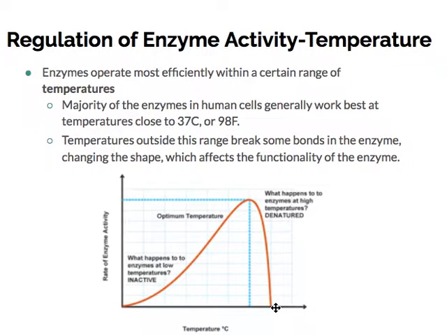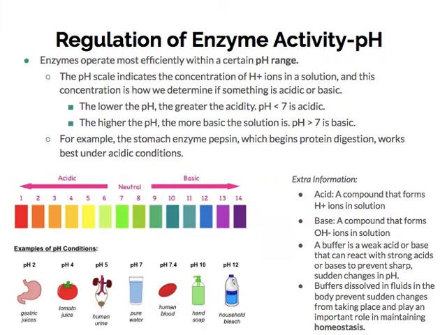So when temperatures get too high, the enzyme becomes what we call denatured, and that will be a useful word for you to know and use. And denatured just means it's losing its shape and therefore functionality.